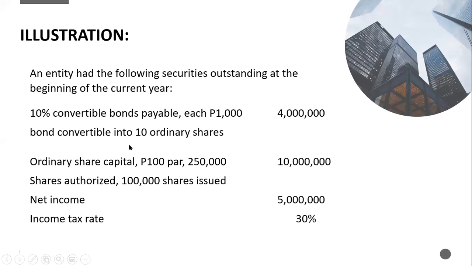So, illustration. This illustration is convertible bond payable. An entity had the following securities outstanding at the beginning of the current year. 10% convertible bonds payable, 4 million, each 1,000 peso bond convertible into 10 ordinary shares. Ordinary share capital, 100 par, 250 shares authorized, and 100 shares issued, which is 10 million. Then net income, 5 million. Then income tax rate, 30%.